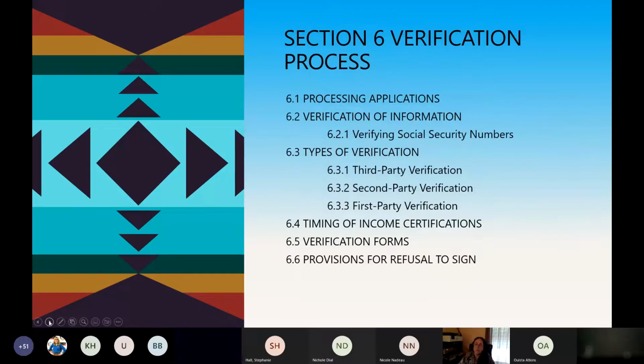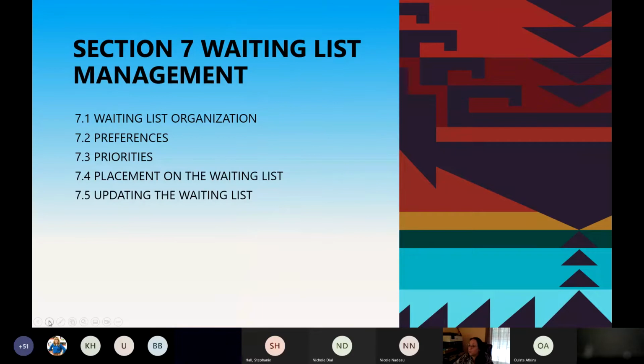Now, on to processing your verification, processing applications, your different forms of verifications, provisions for refusal to sign. Make sure you have that in there. People can't refuse to give you information. You're the one helping them. We have to try to get away from, we're here to do a service, but you're not necessarily entitled, but we are there for them. So it's a fine line.